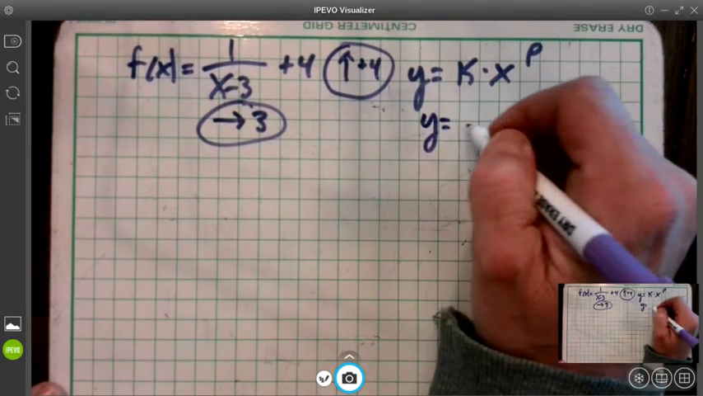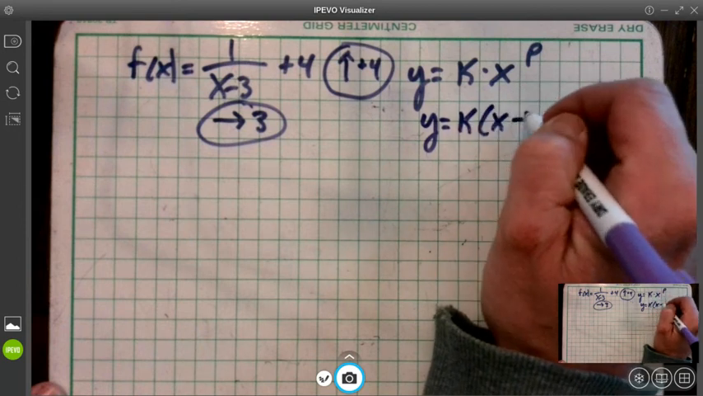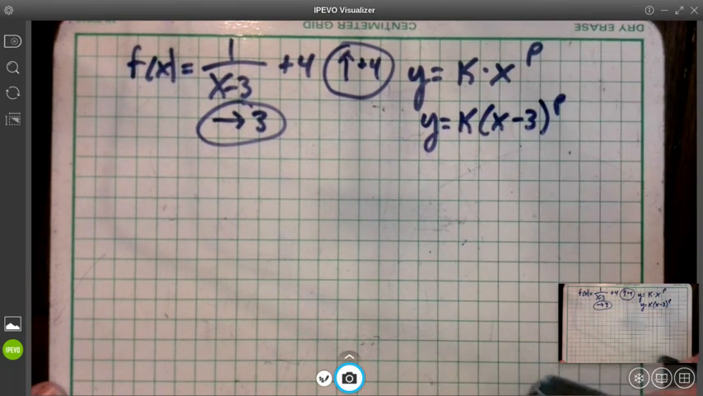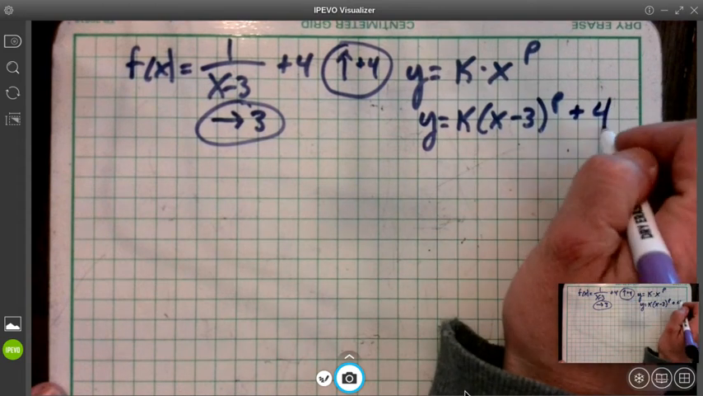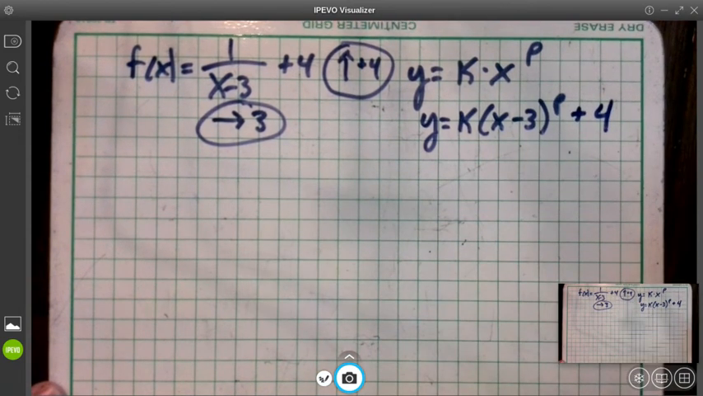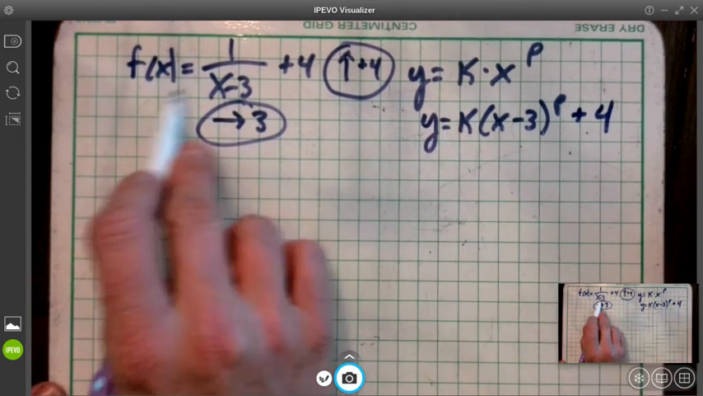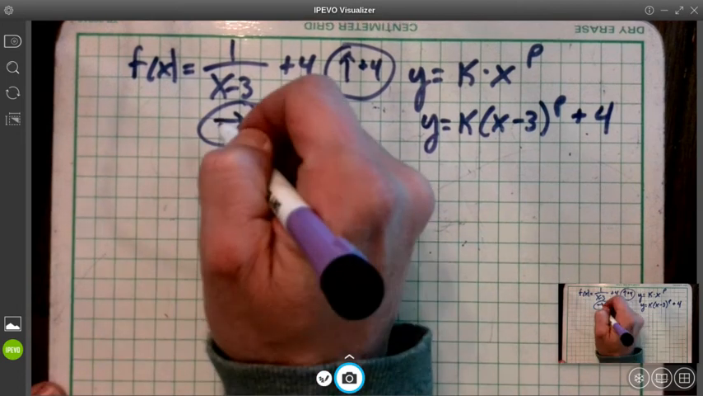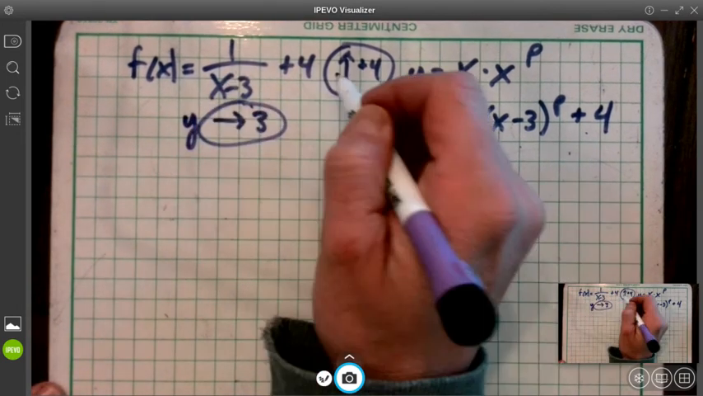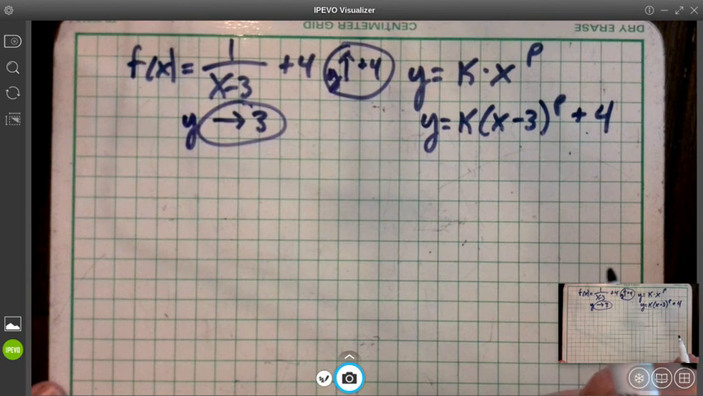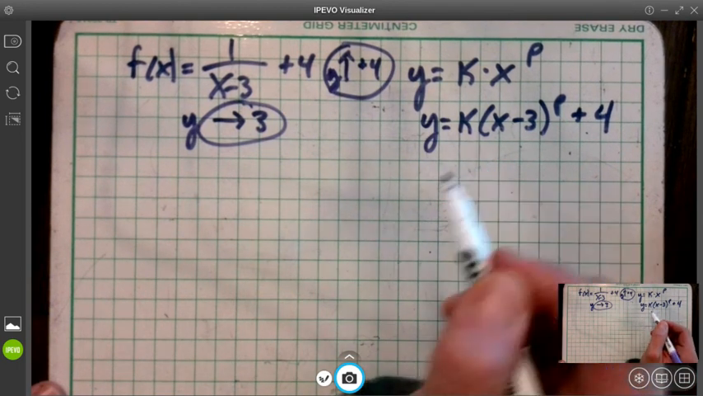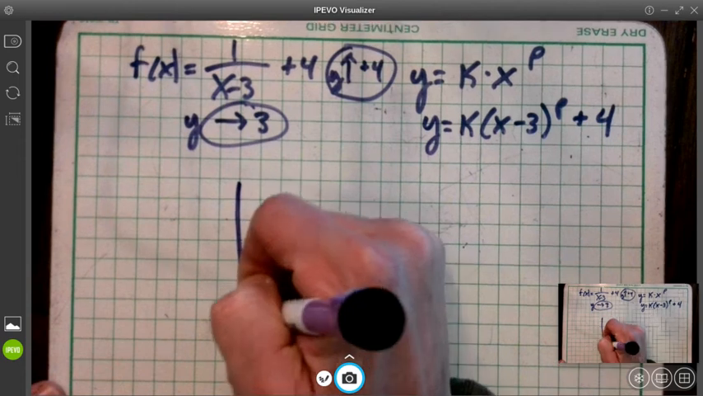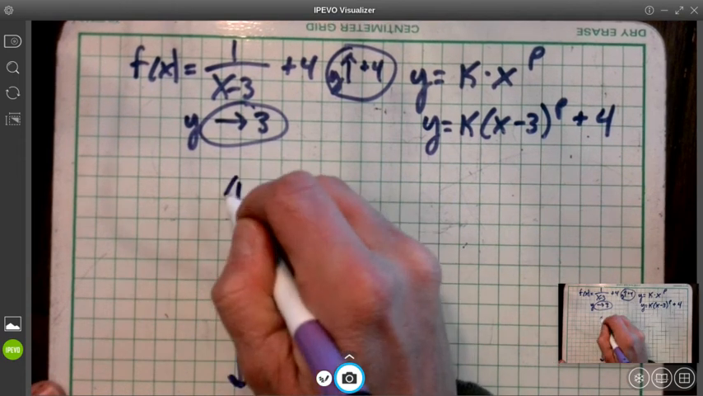What would it look like if I shifted it right 3 units? Oh, I think it would look like that. If I shifted it up 4 units, I think it would look like that. Hey, that's the fixings of this graph, f of x. So what is this shifted right 3? It's the y that we started with. All right, right 3, up 4. So now if I want to graph this thing, all I need to do is think about transformations.